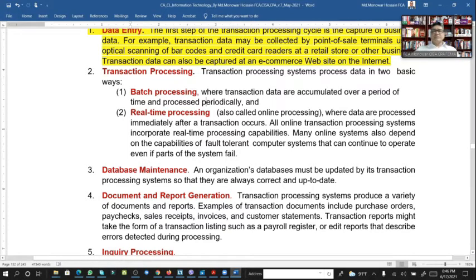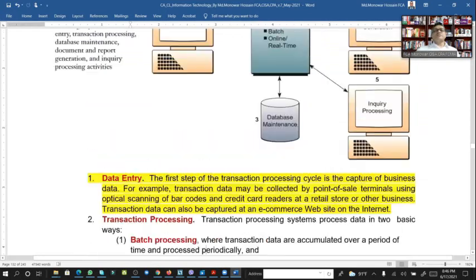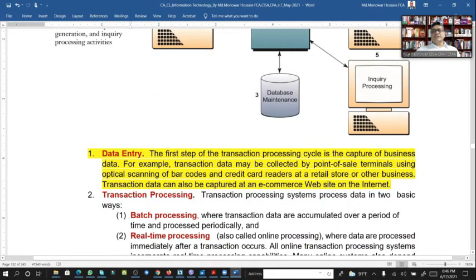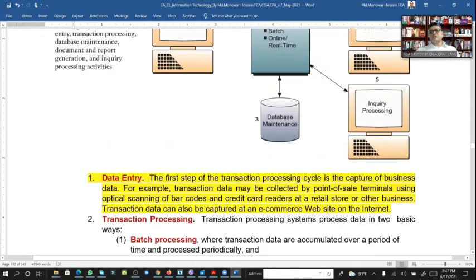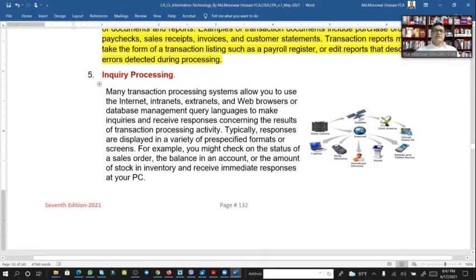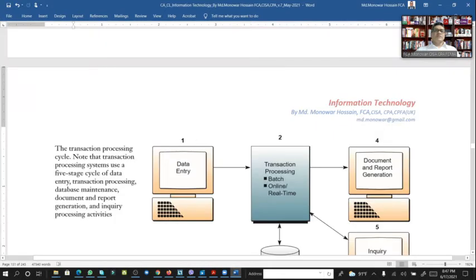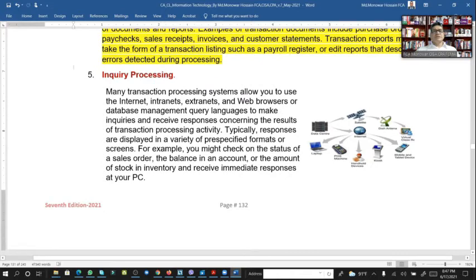In database maintenance, organizational data must be updated by the transaction processing system so that they are always accurate and up to date. So this is database maintenance, and number 4 is document and report generation. The transaction processing system produces a variety of documents and reports. And the last one, number 5, is inquiry processing within that transaction processing system.